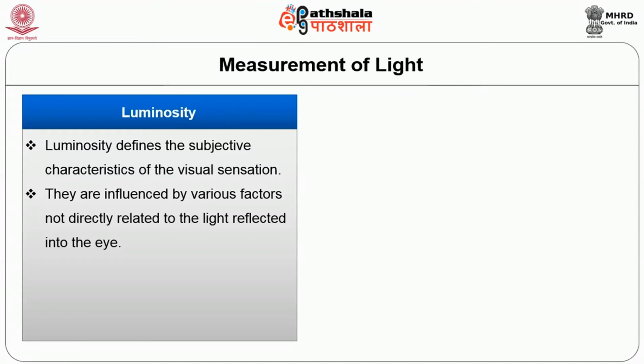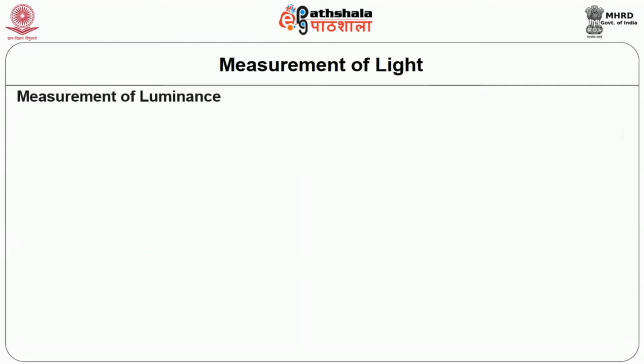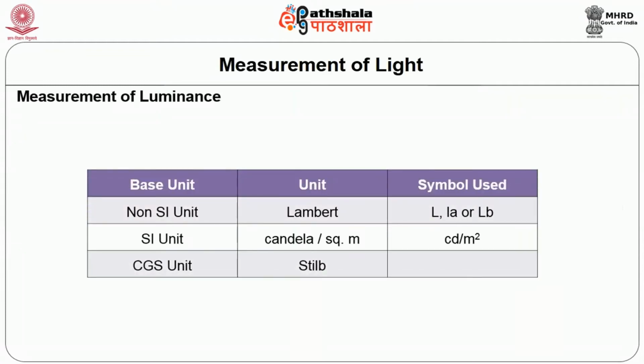Luminosity defines the subjective characteristics of the visual sensation. They are influenced by various factors not directly related to the light reflected into the eye. Luminance or brightness refers to the quantity of reflected light measured photometrically. It is the amount of light per unit area reflected from or emitted by a surface per se that gets channelized within a given solid angle. It refers to light reflection which is measurable. How is it measured? Have a look at the table.